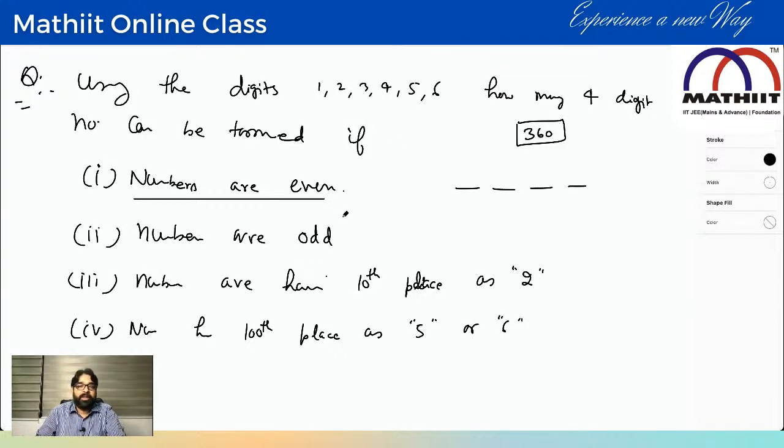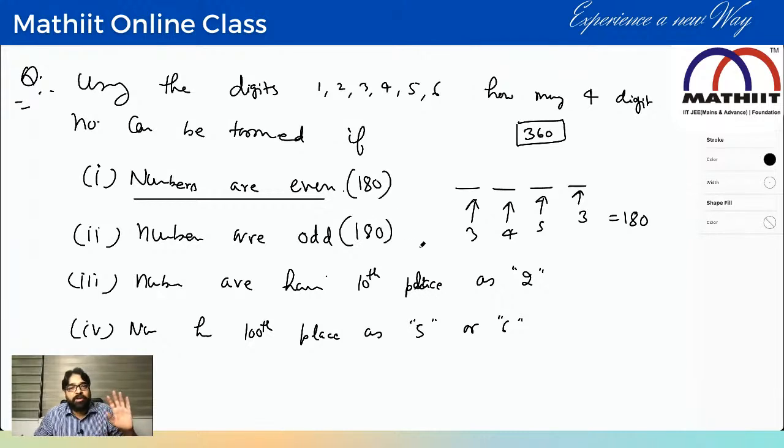Think carefully. Using these 6 digits, this place should be even. So either 2 or 4 or 6, 3 ways. This place, no restriction, 5 ways. This place, no restriction, 4 ways. No restriction, 3 ways. So 3 times 4 is 12, times 5 is 60, times 3 is 180. 180 even numbers, so the balance will be odd numbers. So the answer of this question is 180. The answer of this question will also be 180. Are you able to see? We are just counting.